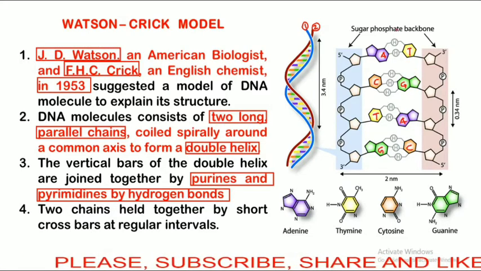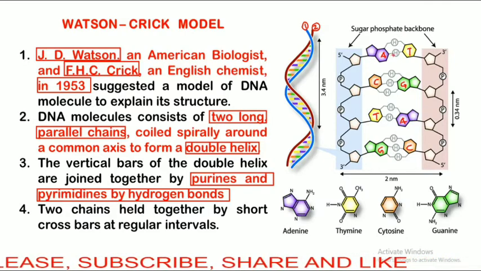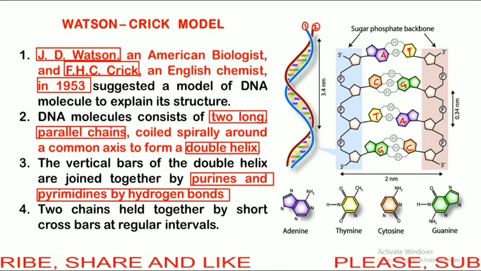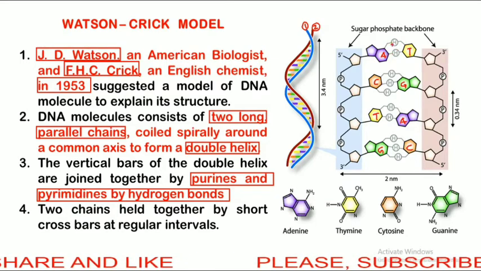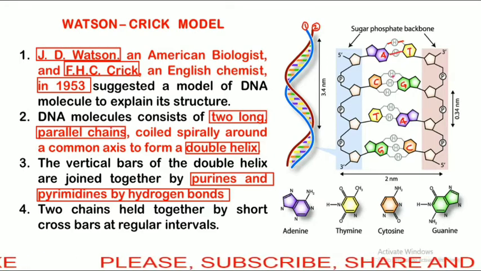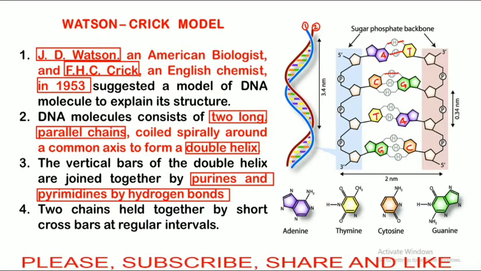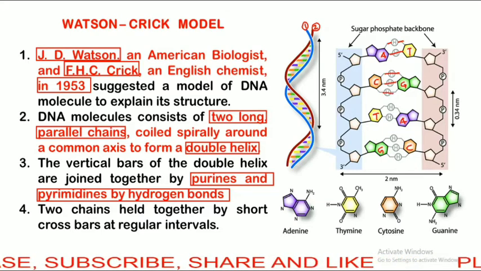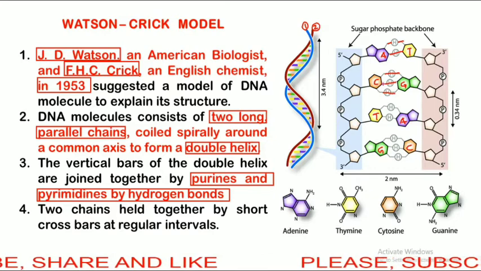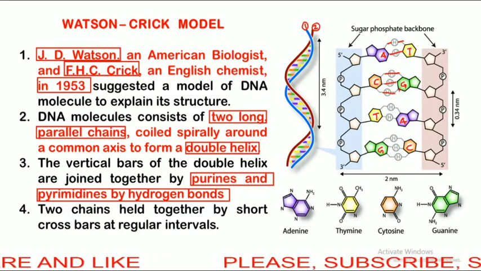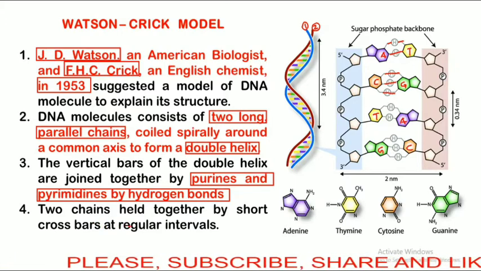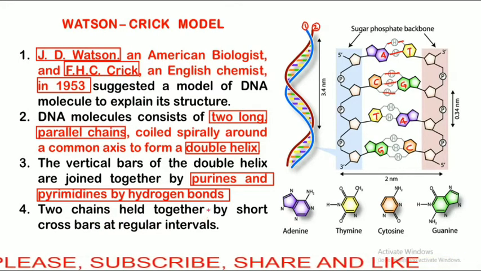These 2 strands are joined together with the help of the hydrogen bonds formed between the bases. Between adenine and thymine there are 2 hydrogen bonds, and between cytosine and guanine there are 3 hydrogen bonds. Adenine always pairs with thymine and cytosine always pairs with guanine. The 2 chains are held together by short crossbars at regular intervals.